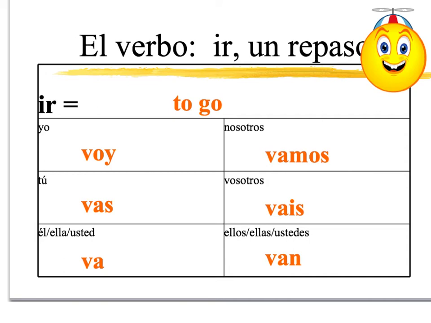Okay, we're going to talk today about el verbo ir, and this is just a review. You should already know about the verb ir, but to make sure you do, go ahead and fill out the notes that go along with this slideshow.